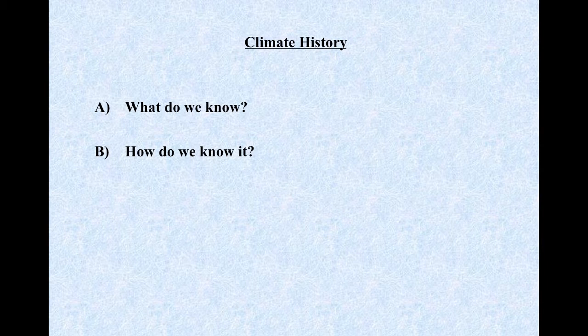Our last topic in chapter 2 in the textbook is about the climate history of our planet. And we're going to break this down to two pieces. First of all, what do we know about past climate? And secondly, how do we know that? And we'll talk about that part at the end. So we're going to start out with what do we know?